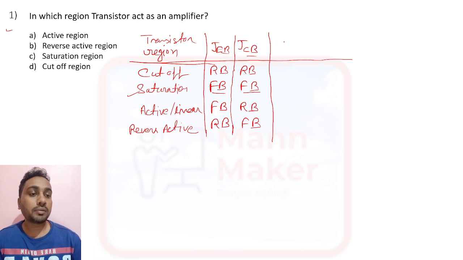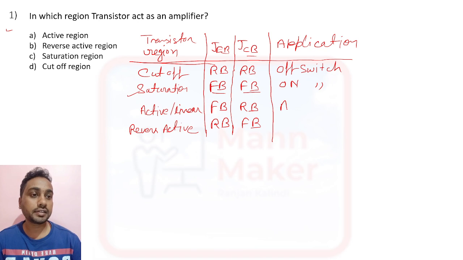Okay, apart from this, now there are applications in different regions for a transistor. Like in the cut-off region, the transistor works as an off switch. In the saturation region it works as an on switch. In the active region it will act as an amplifier. And in the reverse active region it will act as attenuation, attenuation for a signal. So this is the application for all the regions.